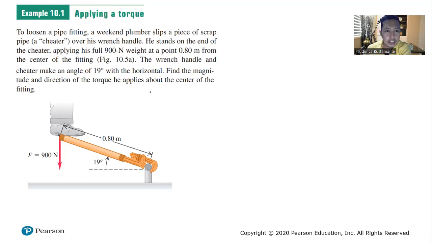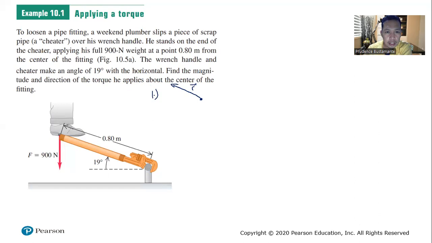Let's use definition number one, in which we put this vector r tail to tail. You can see here that this is the vector r in that direction.